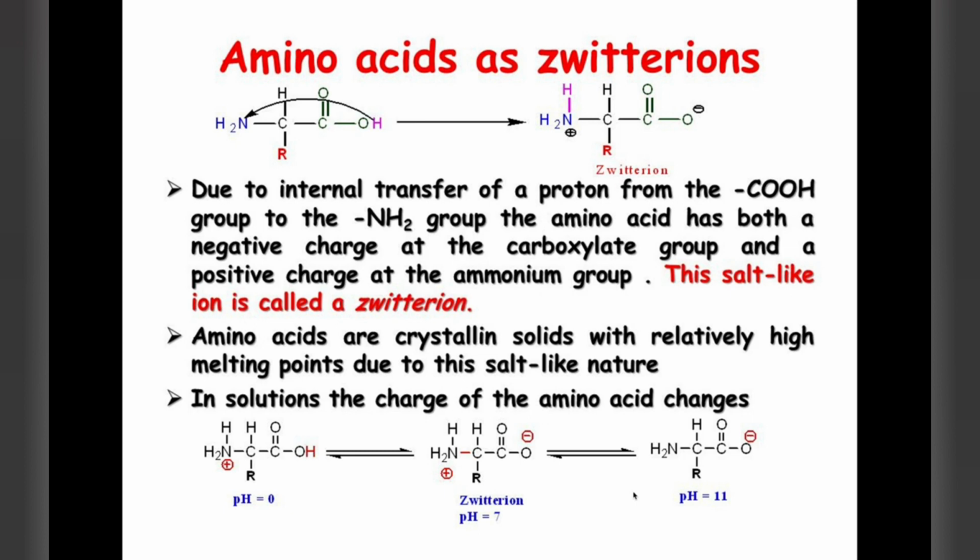Except glycine, note that all other naturally occurring amino acids are optically active. Why? Because here the alpha carbon atom is asymmetric, so both D and L forms exist. I hope you understand zwitterions, their importance and structure, and why they have a salt-like ion structure: because of the presence of both negative as well as positive charge.